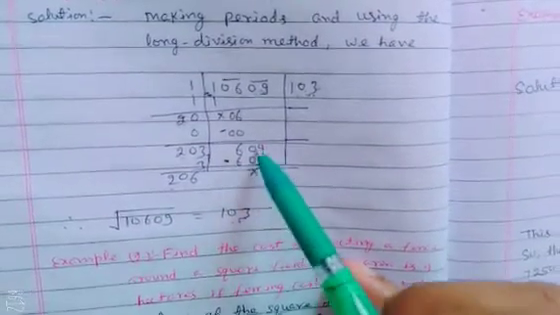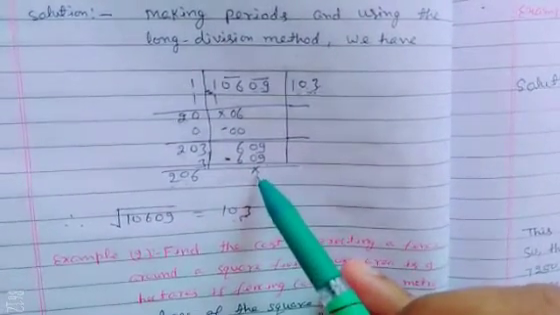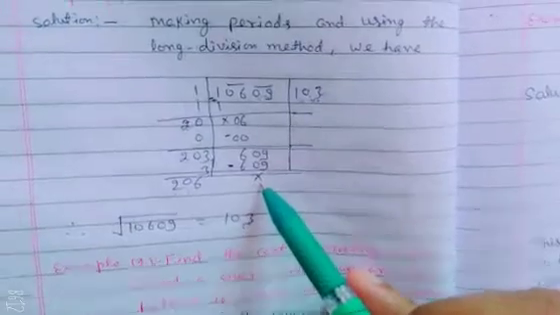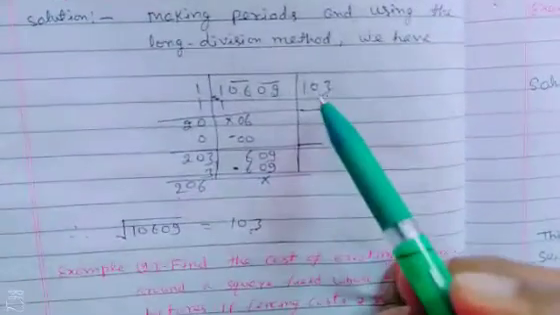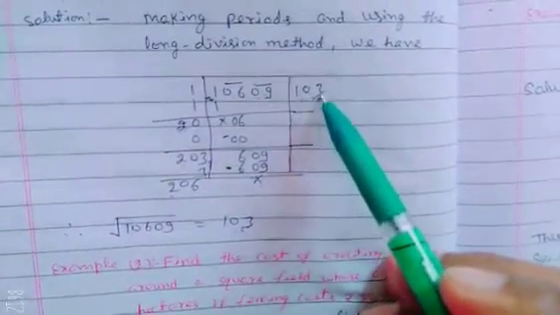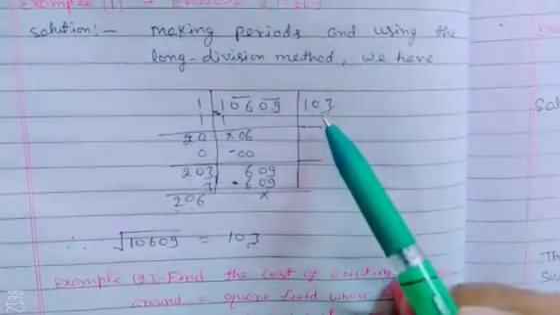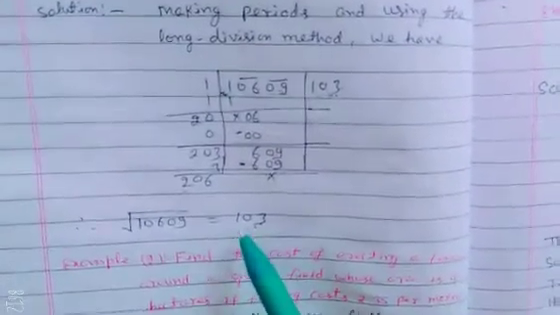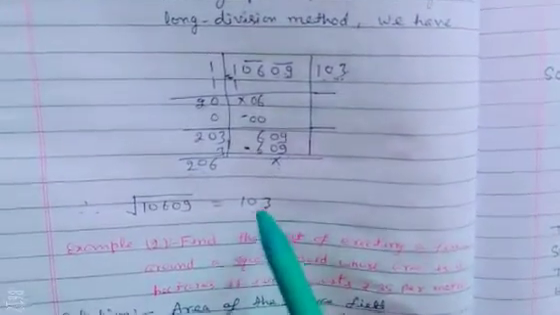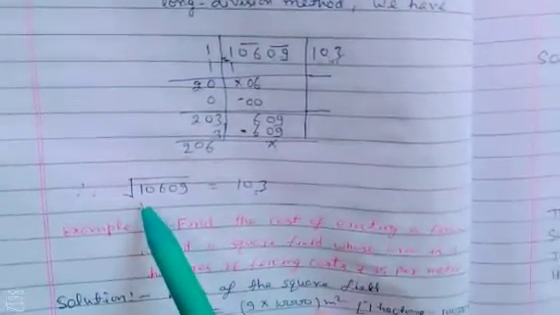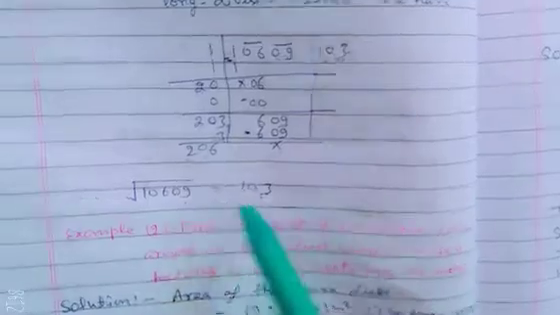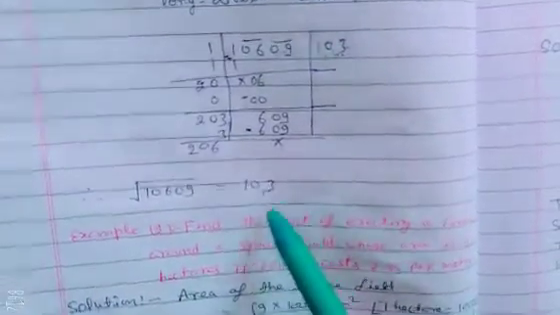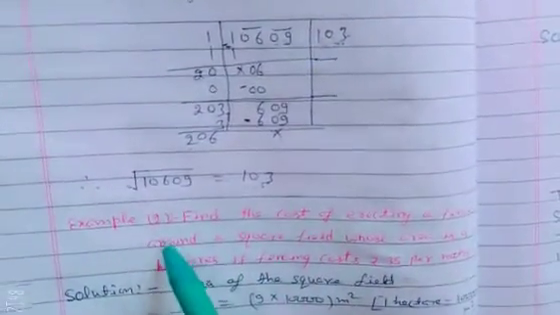Subtract 609 from 609, we get remainder 0. Thus, the quotient is 103. The required square root is: the square root of 10,609 equals 103.